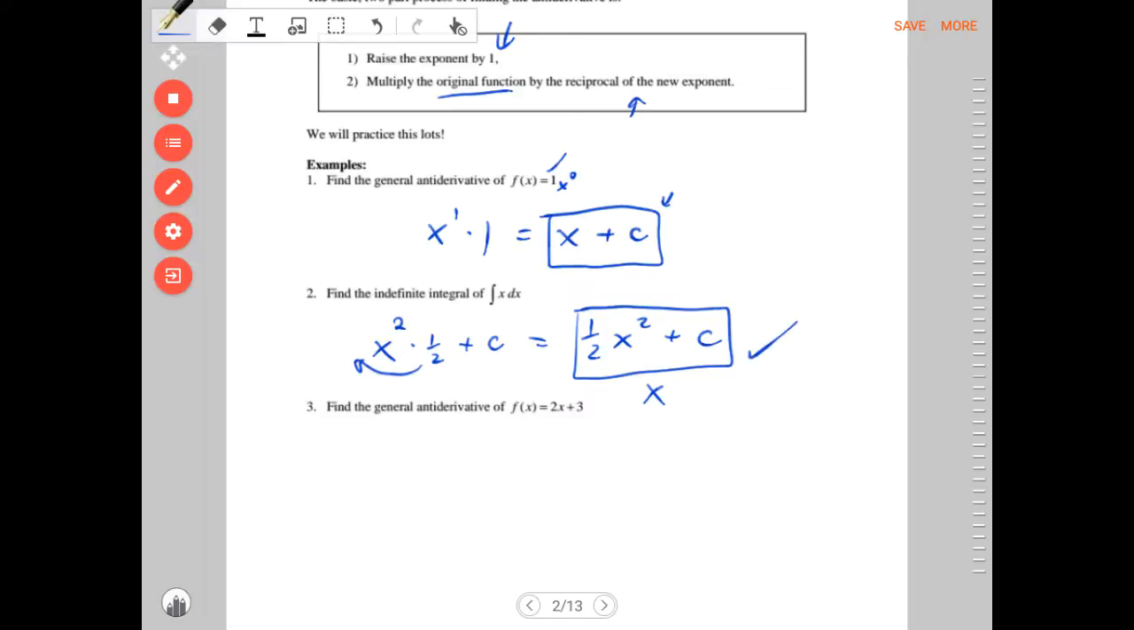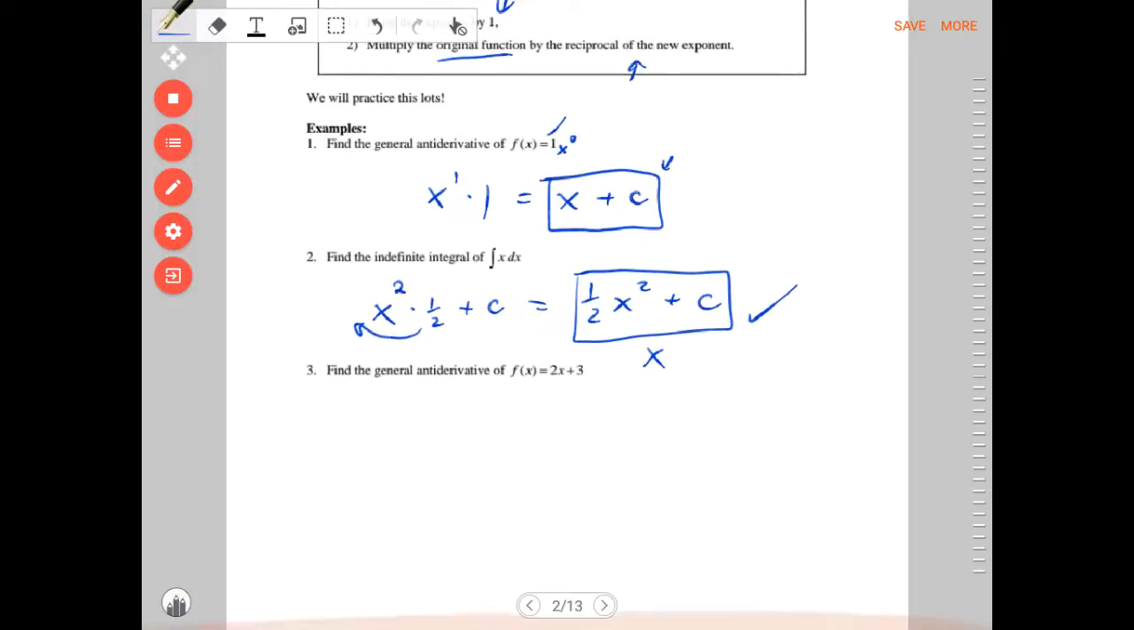Find the general antiderivative of 2x plus 3. This time we're just doing it twice. So we have 2x, we raise the exponent by 1, so to the 2, times the 1/2, that's the reciprocal of the new exponent, plus 3. There was no variable there, so it's just going to be 3x, because it was 3x to the 0 before, x to the 0 of course being 1.